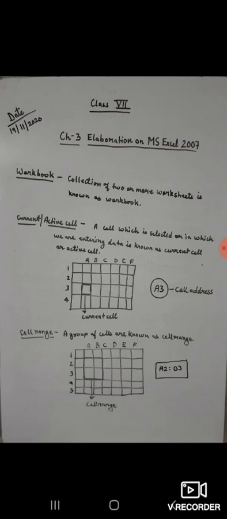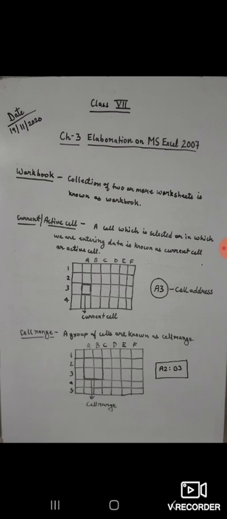Now, current cell and active cell. As cells are the intersection of rows and columns, a current cell is a cell which is selected, or a cell in which we are entering any data. That is called a current cell or active cell. Like here, the cell shown by the intersection of column A and row 3 is the active cell, and it is highlighted.